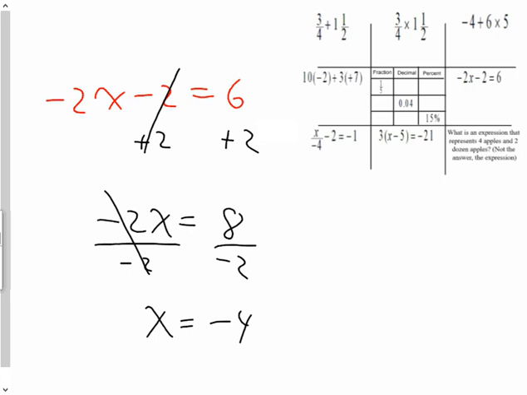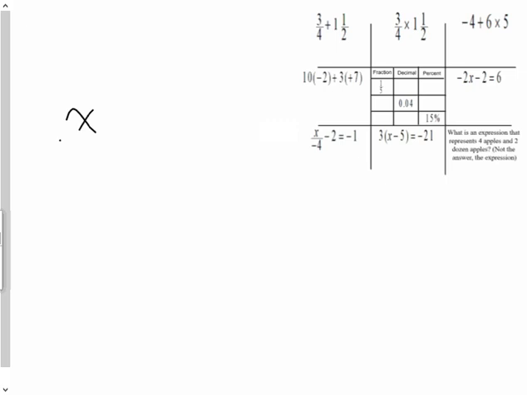Now if I go back into my question and substitute the x for negative 4, this should equal 6. And negative 2 times negative 4 is 8. And 8 minus 2 is 6. So therefore the value of x is negative 4.